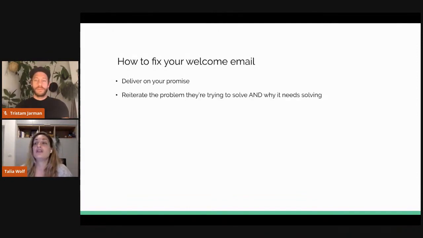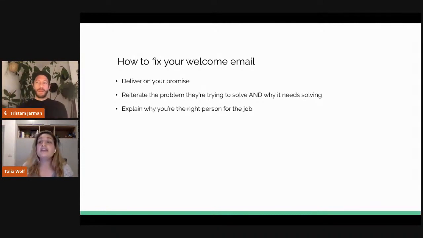Number two, reiterate the problem that they're trying to solve and why it needs solving. Give it back to them and say, we know that you signed up to solve X, Y, and Z. You're feeling this kind of pain, and here's how you're going to solve it. Number three, explain why you're the right person or the right company for this job. Number four, tell them what to do next. Those are the four things you want to do when it comes to writing a high converting email.